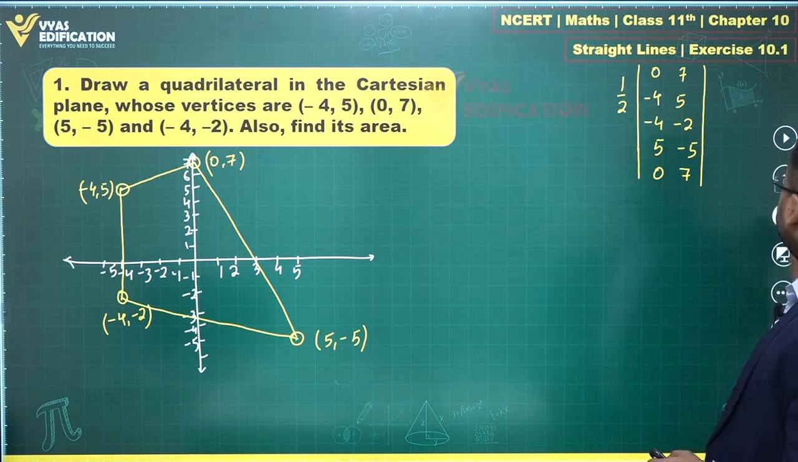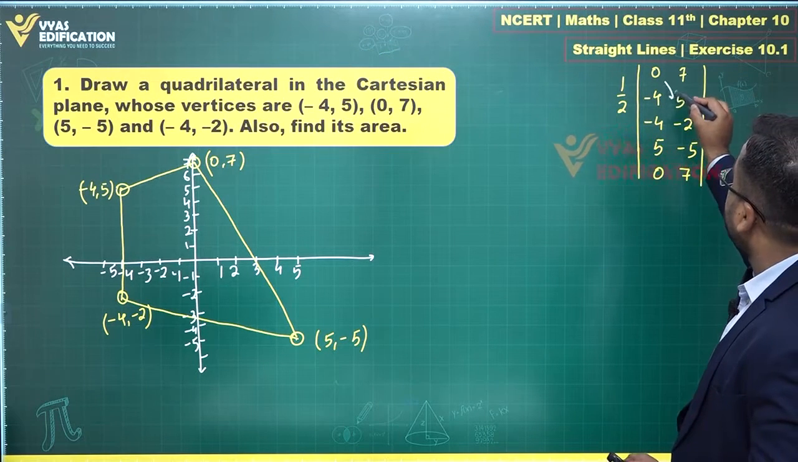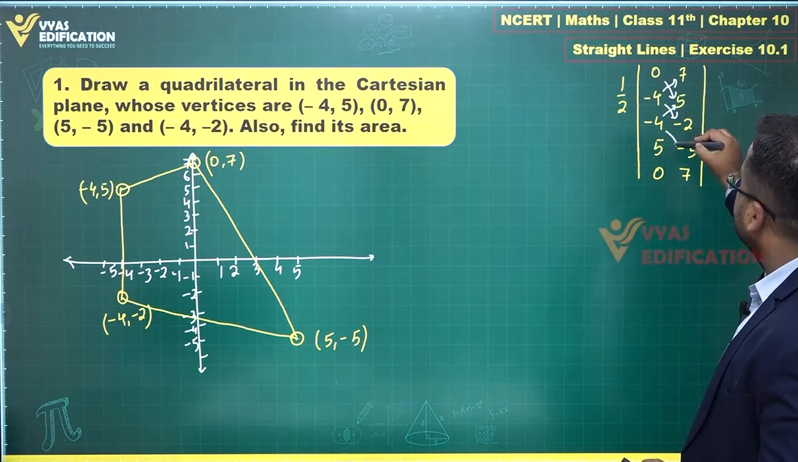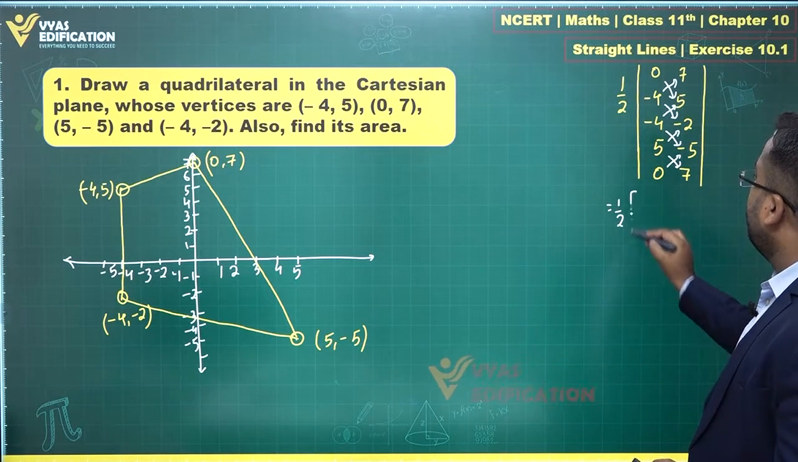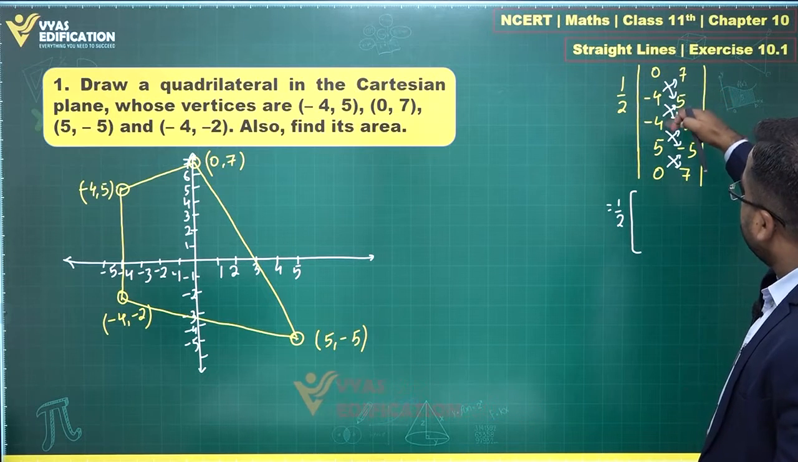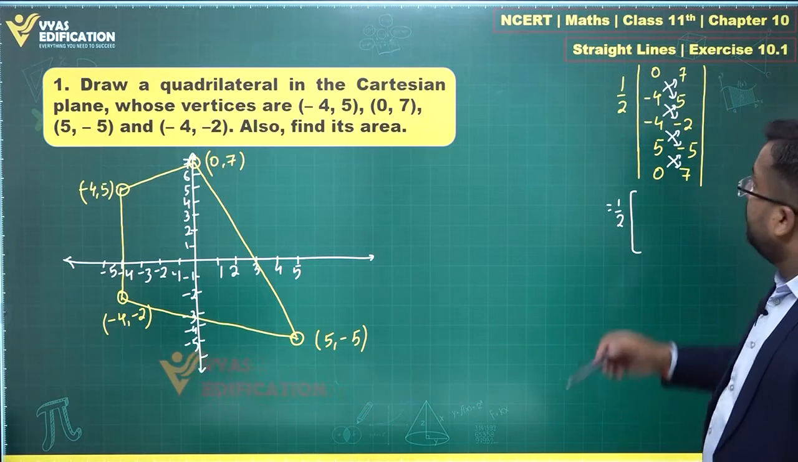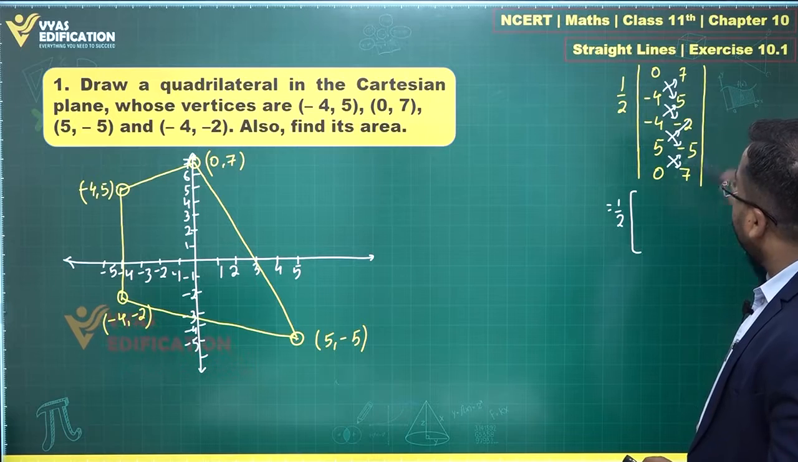Now what are we supposed to do? You're simply supposed to cross multiply each of the terms. This is what you're supposed to do. This is half times. These will be positive terms, and these will be the terms with a minus sign.